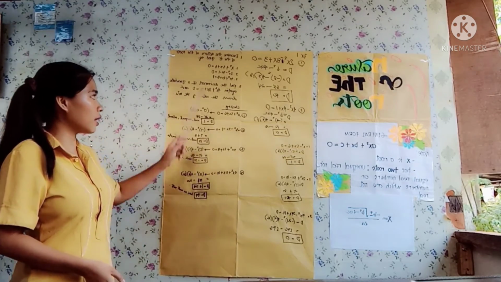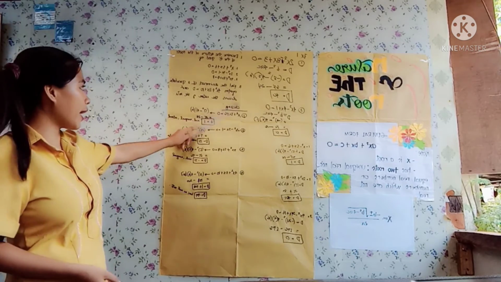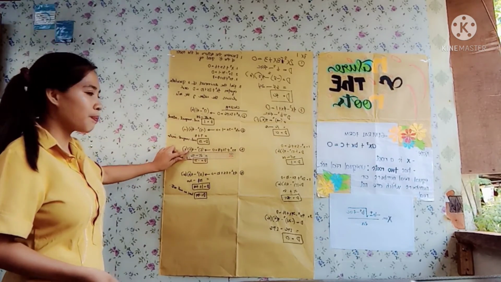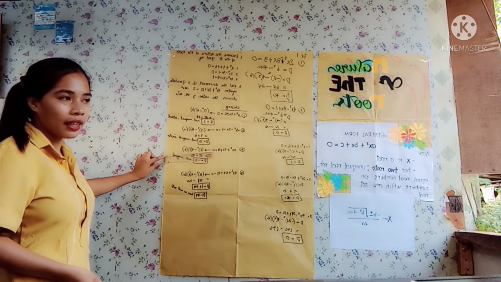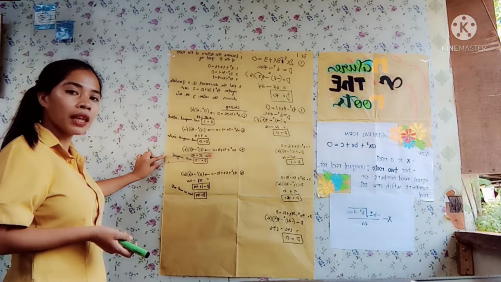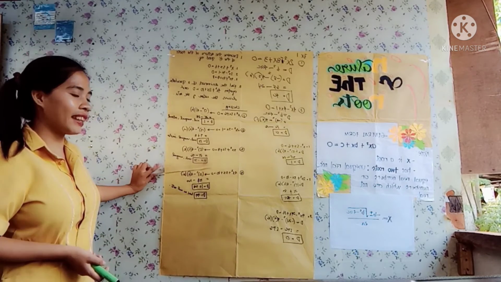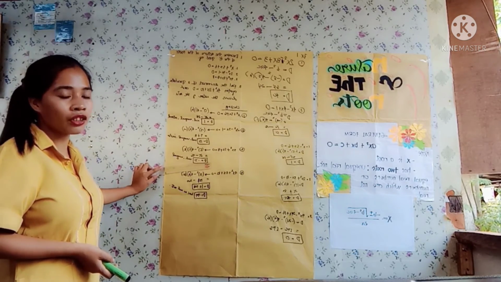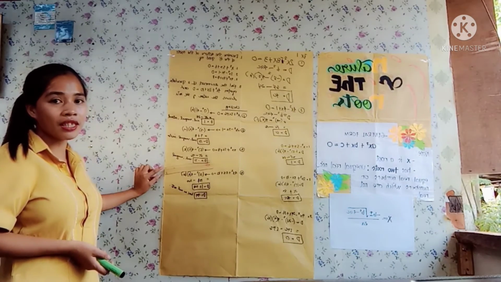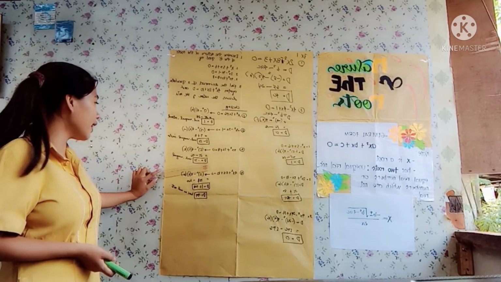Now moving on to item number 3, we have 3x squared plus 5x plus 8 equals 0. And substitute it to the formula of the discriminant. We get the value of 71. So the nature of our roots is real and unequal.